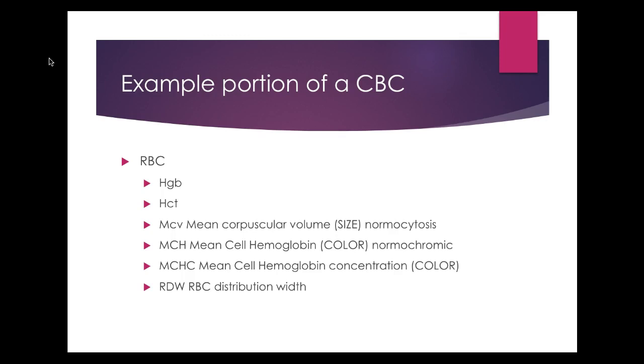And then let's go down to the RDW. That is your red blood cell distribution width. So think about a room, like a circle. And if you have normal red blood cell distribution width, all those hemoglobin molecules will just be kind of crowded together, not too much.